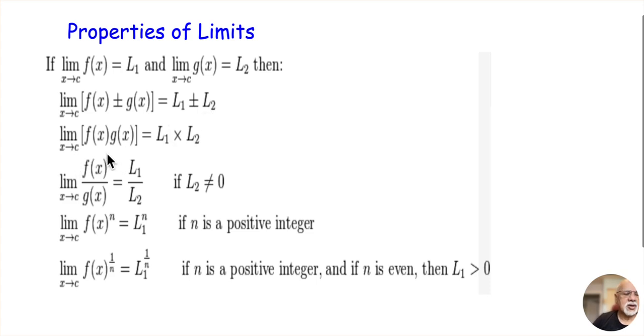The limit of a product of two functions as x approaches c would just be the product of the limits. The limit of a quotient is the quotient of the limits, assuming that L2 is not 0, of course, because that would be undefined. The limit of a function raised to a power is just the limit raised to that power, known as the power rule. And the last one is that the limit of a function raised to a rational exponent would just be that limit raised to that same rational exponent. These may seem obvious or intuitively true, but they're laid out so that you know how to use them.